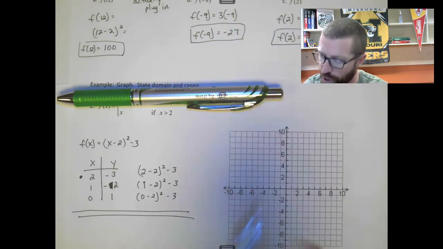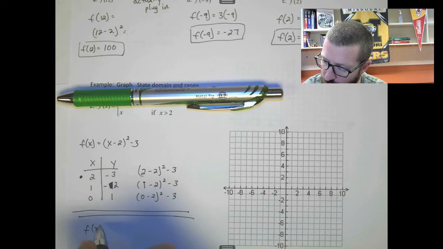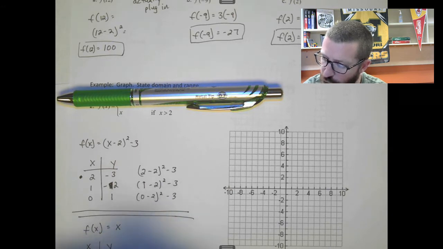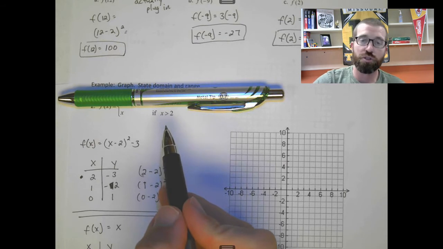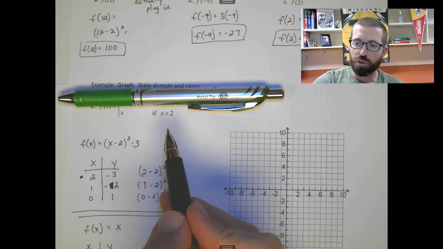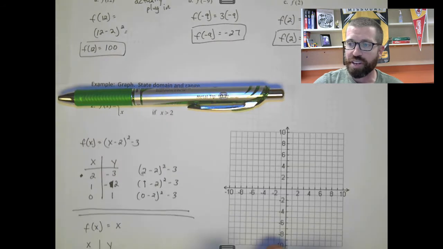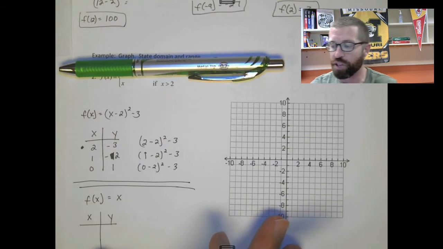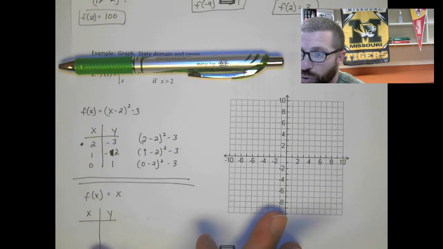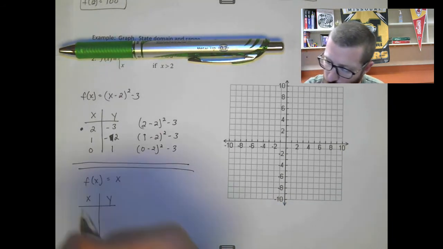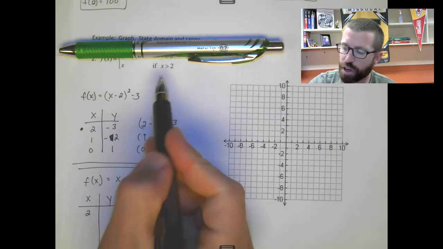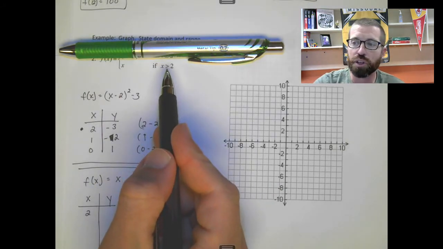So the bottom is f of x is equal to x. And here's where you can talk yourself into messing up the graph, because it's x is greater than 2. A lot of people will say, well, x is greater than 2, I'm going to start with 3. But if you start with 3, then you are missing out on values in between 2 and 3, like 2.1, 2.2, 2.5, all those values in between. So you always want to start with the number that is here. That's always included in your table.